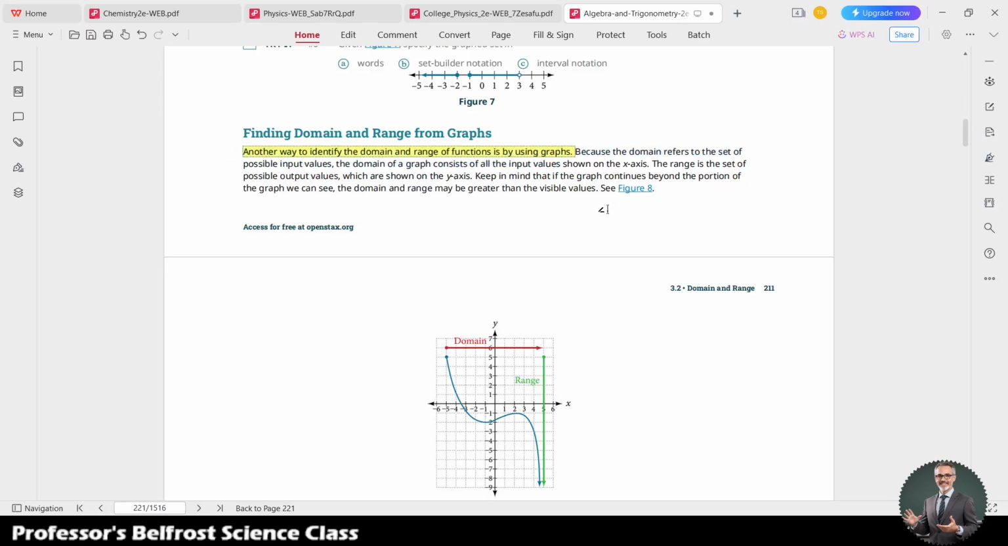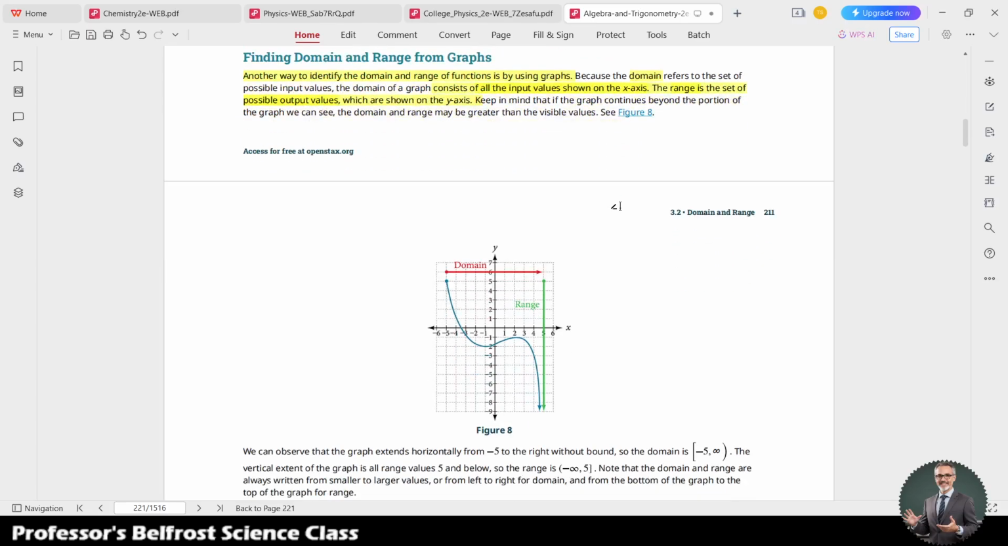to the set of possible input values, the domain of a graph consists of all the input values shown on the x-axis, and the range is the set of the possible output values, which are shown on the y-axis. Keep in mind that if the graph continues beyond the portion of the graph you can see, the domain and range may be greater than the feasible values.